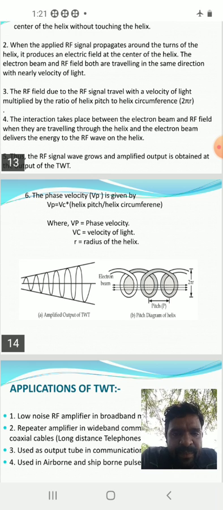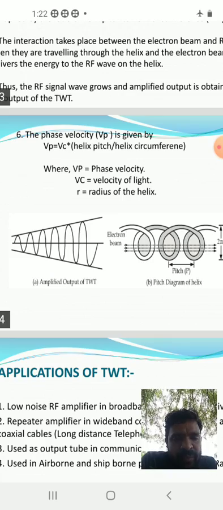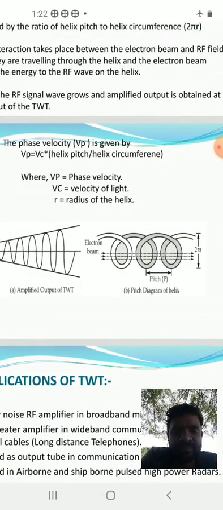The phase velocity Vp is given by Vp equals Vc into helix pitch by helix circumference. Here Vp is the phase velocity, Vc is the velocity of light, and R is the radius of the helix. So the phase velocity is the velocity of light times the helix pitch by helix circumference. Here the signal is amplified from input to output by using the helix structure.